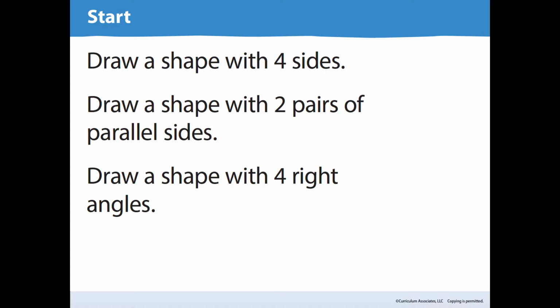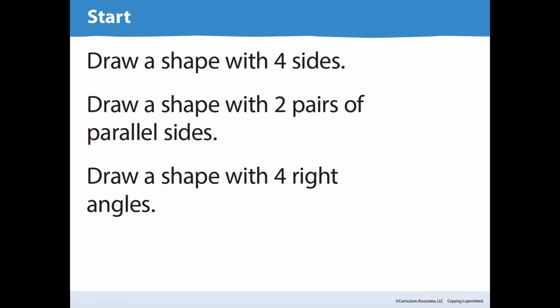To start, draw a shape with 4 sides, draw a shape with 2 pairs of parallel sides, and draw a shape with 4 right angles. Remember, parallel sides are sides that if they extended forever, they would never cross. And right angles are 90-degree angles. They are the angles that you can fit a square into. So pause your video and draw those shapes, and then press play again, and we'll check your work.